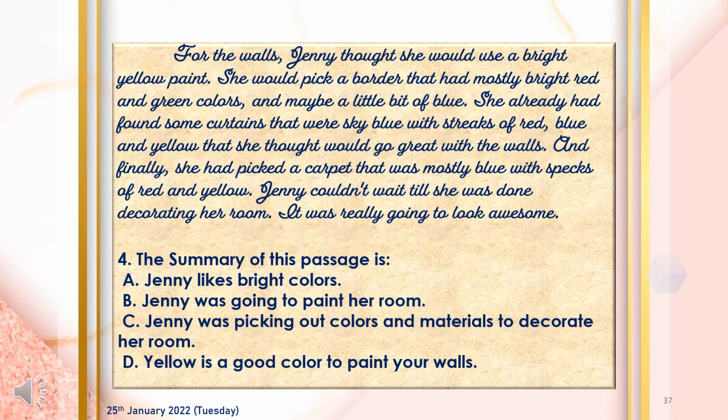2. The summary of this passage is: A. Jenny likes bright colors. B. Jenny was going to paint her room. C. Jenny was picking out colors and materials to decorate her room. D. Yellow is a good color to paint your walls.